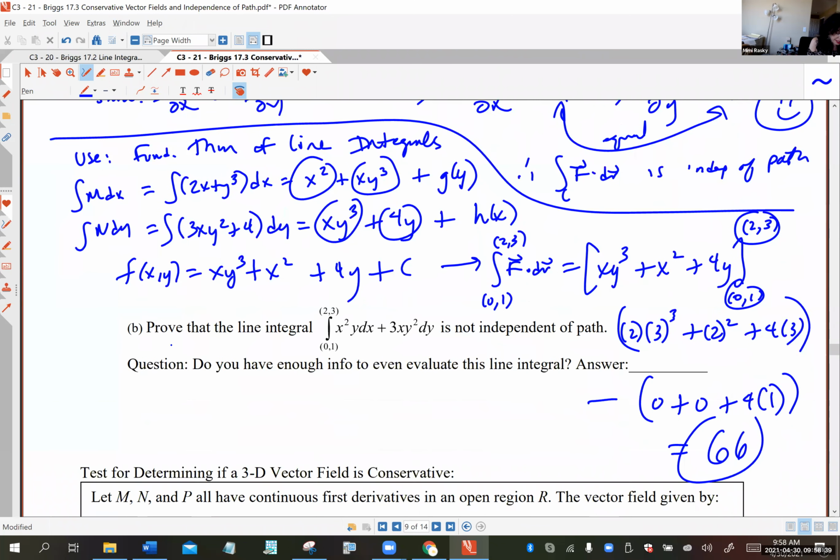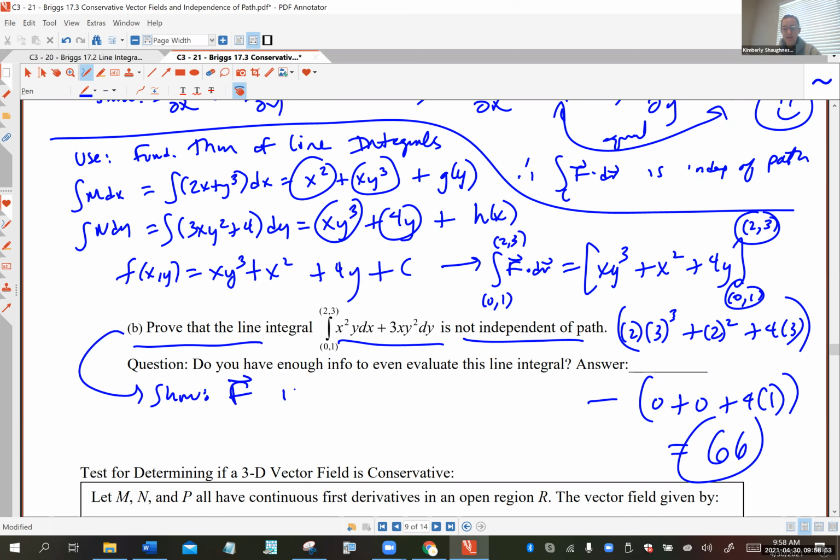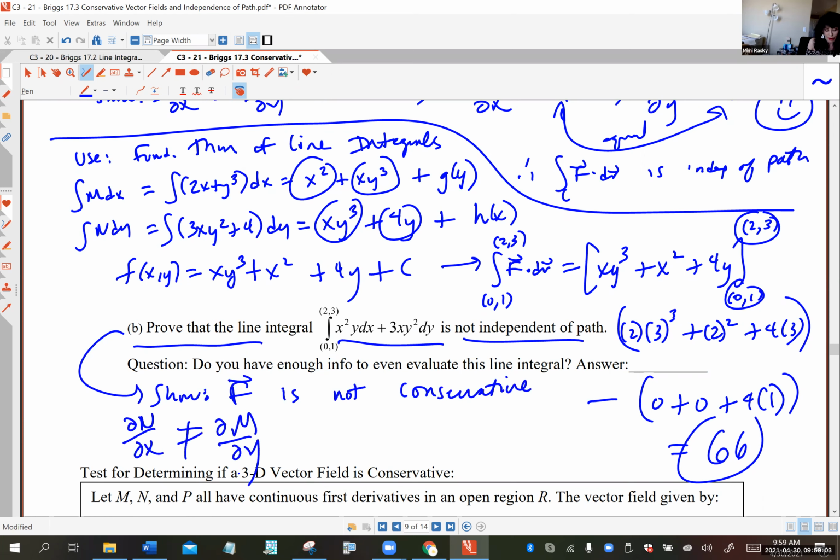Now, what if somebody said prove a line integral is not independent of path? How do you think you would do that? How would you prove a line integral is not independent of path? Show dN/dx does not equal dM/dy. Very good. You're going to show that F is not conservative. In other words, you're going to show that dN/dx doesn't give you the same result as dM/dy. And that's proof enough. You just proved it.